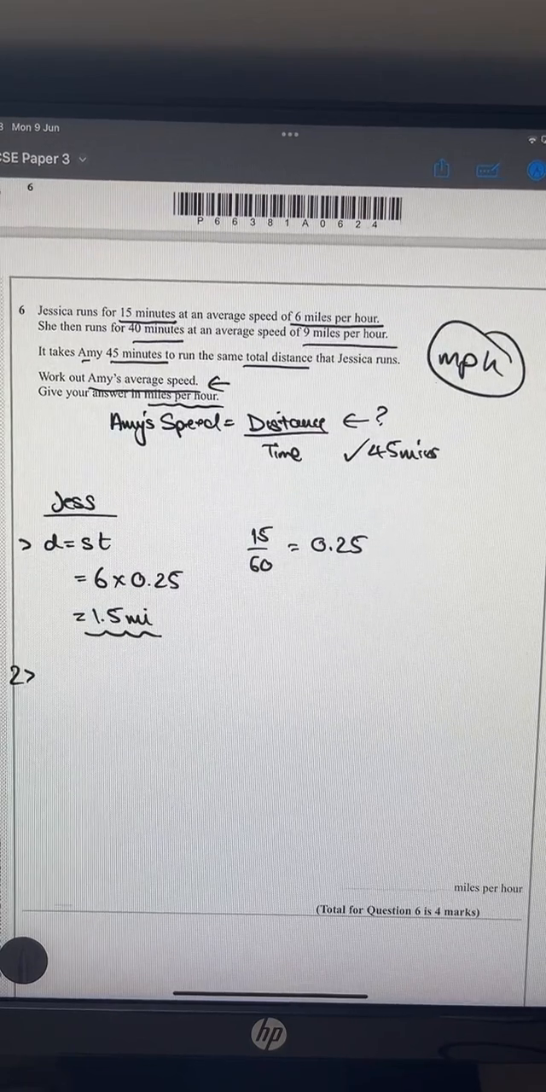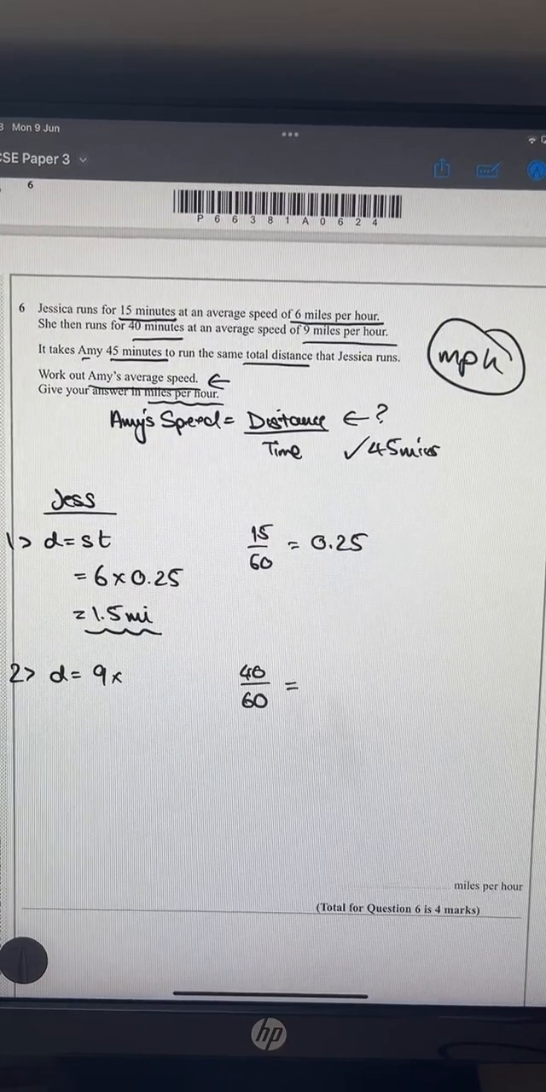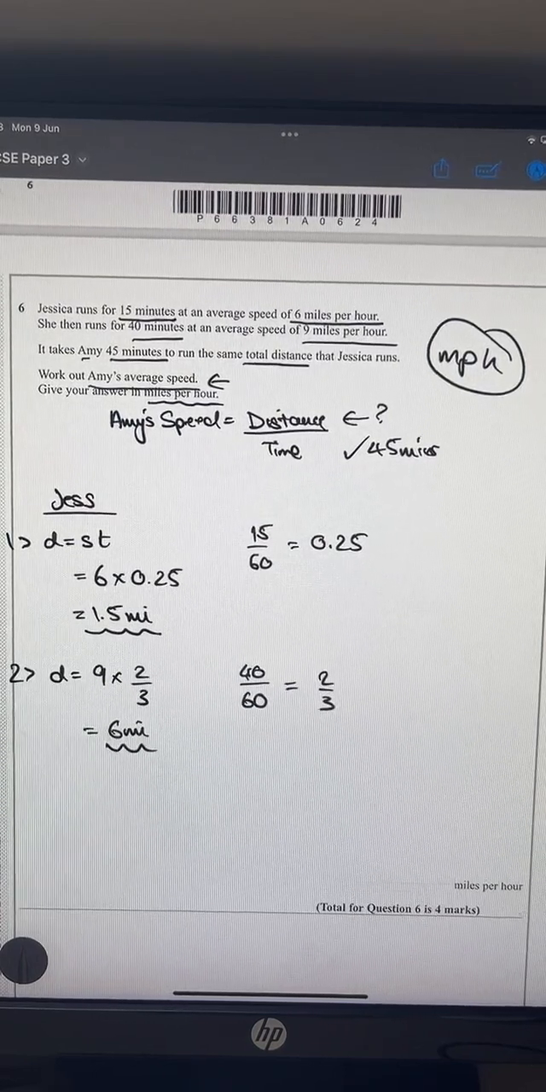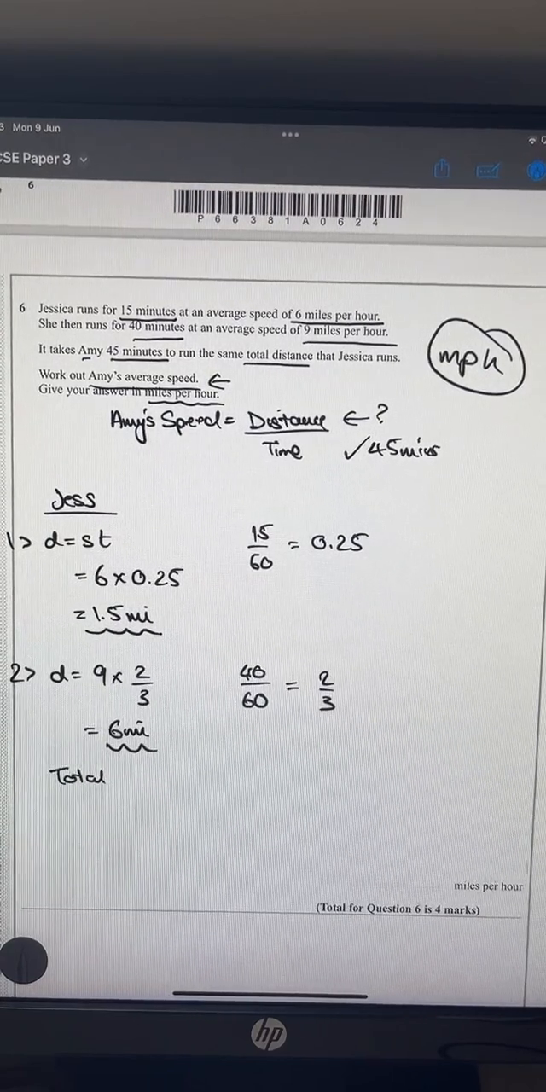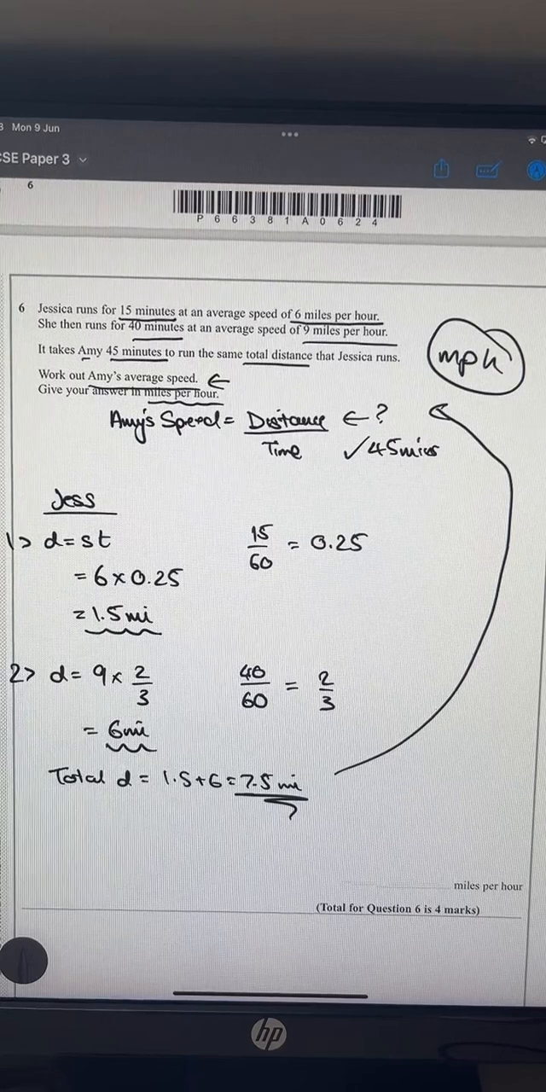Now we're going to look at the second stretch of the run. Okay, so the second distance is going to be the speed, which is how fast now? 9 miles per hour, times by the time. Again, 40 minutes. Let's convert that into hours by dividing by 60. That's just 2/3 of an hour. So multiply that by 2/3, and that's going to be equal to 6 miles. So now I know that Jess runs 1.5 plus 6 miles, so the total distance is equal to 1.5 plus 6, 7.5 miles. So now I can just plug that back in here to find Amy's speed.